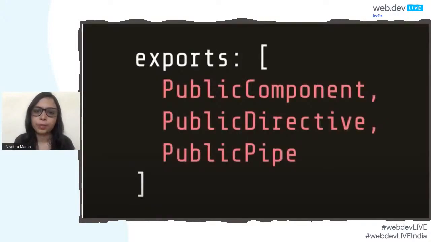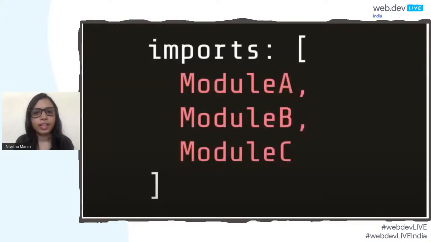Next is the exports. If you want any of the components, services, or pipes present in a module, say module A, to be available in a module B, then we have to declare it in the exports property of the module. This is based on the object-oriented programming concept where the components, directives, and pipes are by default private, and we need to add them in the exports to be usable by other modules. All the exports can be imported in a module by declaring them in the imports section of the NgModule.